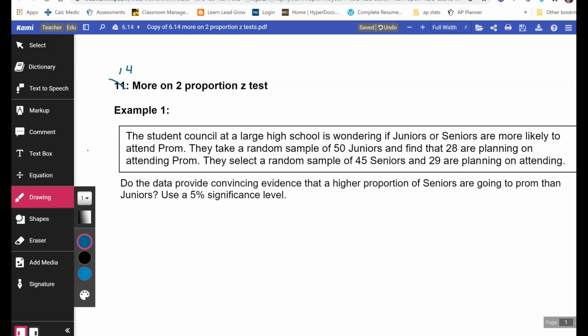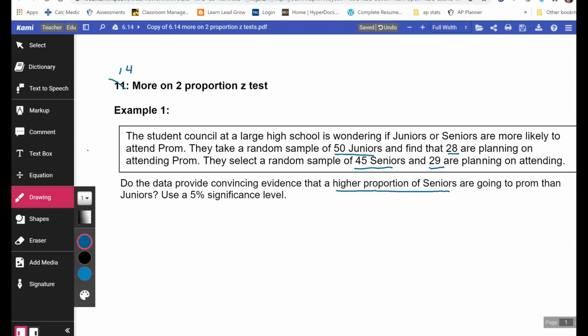So example 1. The student council at a large high school is wondering if juniors or seniors are more likely to attend the prom. They take a random sample of 50 juniors and find that 28 of them are planning on attending the prom. They take a random sample of 45 seniors and 29 are planning on attending. Does the data provide convincing evidence that a higher proportion of seniors are going to the prom than juniors? Use a significance level of 5%.